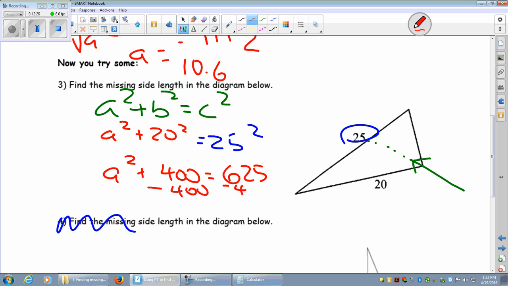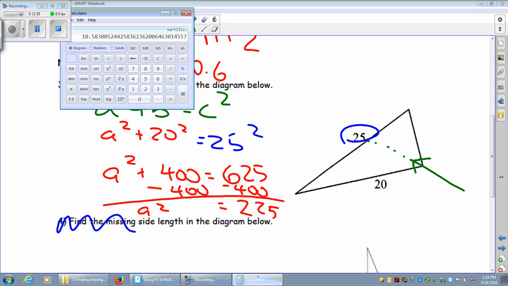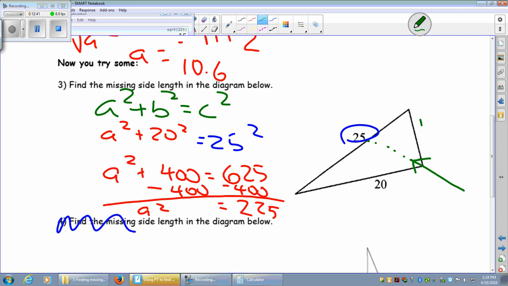Minus 400 from both sides. And I end up getting a squared is equal to 225. And now when I try to take the square root of both sides, 225 square root, I end up getting a is equal to 15. So I was right before when I said that side looks like it's smaller. All right, so we skipped number 4. Let's take a look at the one on the back.